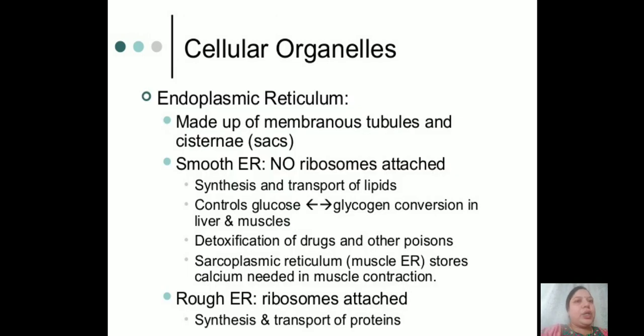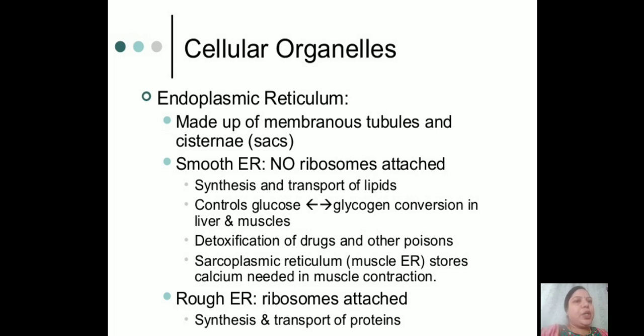Then cellular organelles include the endoplasmic reticulum also. The endoplasmic reticulum is made up of membranous tubules and cisternae or sacs. Smooth endoplasmic reticulum and rough endoplasmic reticulum are the two types of endoplasmic reticulum. Smooth endoplasmic reticulum is called smooth because there is no ribosome attached to the membrane.